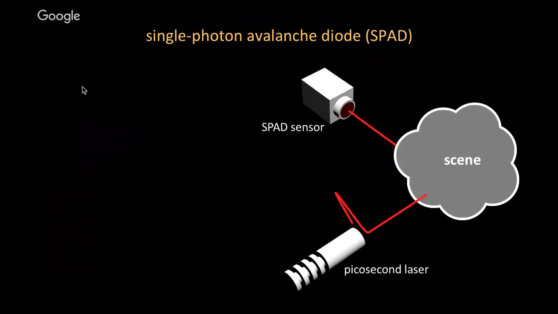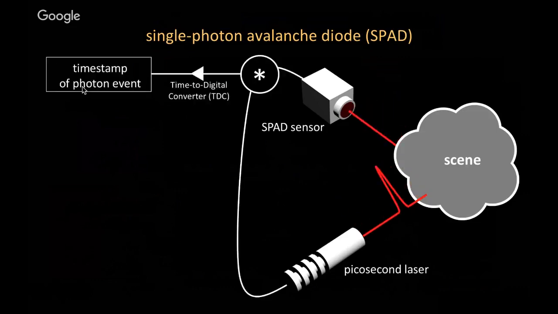And in this case, I'm just going to indicate that the SPAD sensor here is a single pixel sensor. And that single pixel will trigger an event once a photon actually hits that sensor. So it can detect individual photon events, and every time a photon is detected, a timestamp is generated. So this timestamp is created by looking at the last time the picosecond laser sent out a pulse and when the photon was actually detected at the sensor. The time difference between the two tells you how much time it took for that photon to travel through the environment and reach your sensor.